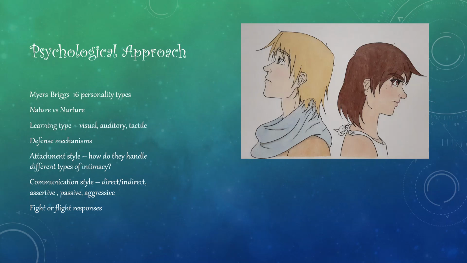There's the nature versus nurture concept, so you can work on what your character has always been like and what they were subconsciously taught or picked up on and incorporated into their behavior. There are different learning types, defense mechanisms, or how they behave when feeling threatened emotionally, and attachment styles. How do they handle various types of intimacy, and why? Part of that comes from how their parents raised them. You can also look into communication styles.